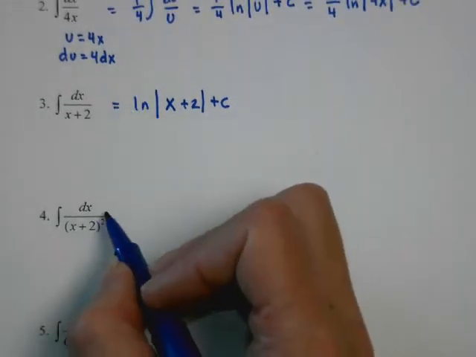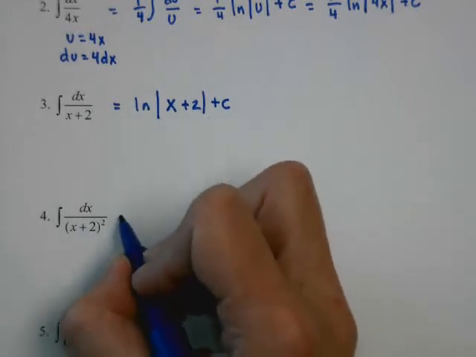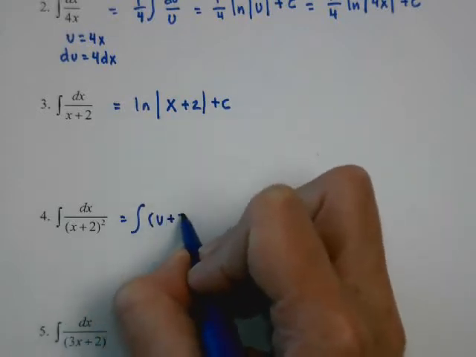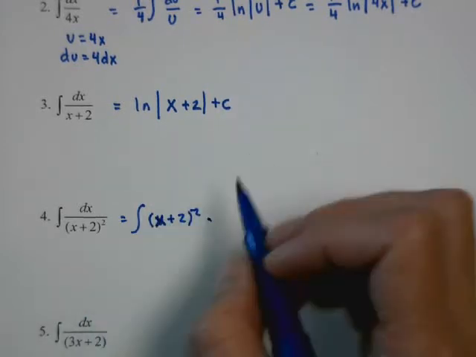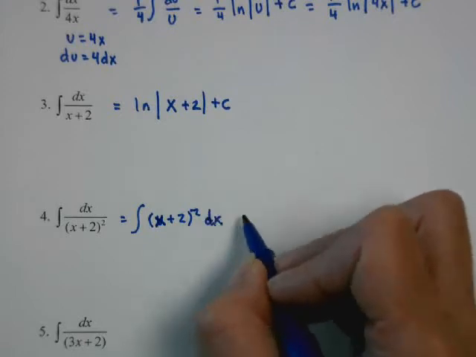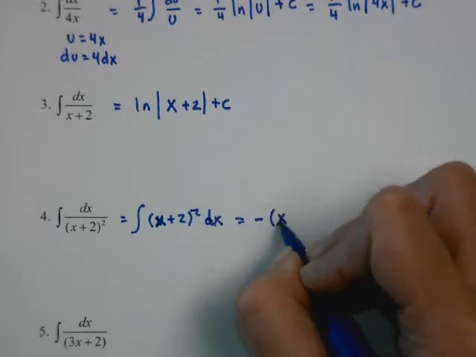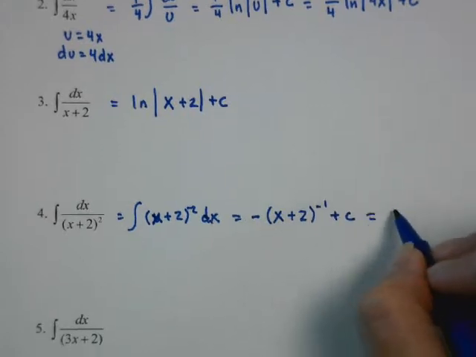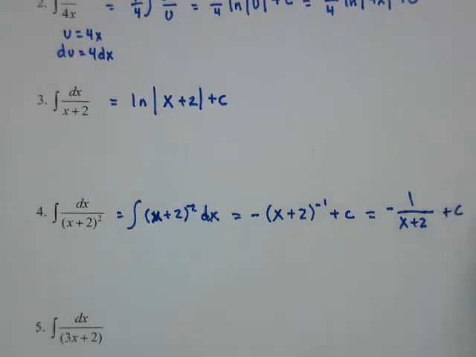Here, this is the same as 1 over x squared. So this one's integral, you should be able to recognize it, but if you don't, maybe rewriting it as a power will help, x plus 2 to the -2. So if I add 1 to the exponent, this is going to be negative x plus 2 to the -1, which is equivalent to negative 1 over x plus 2, plus c.